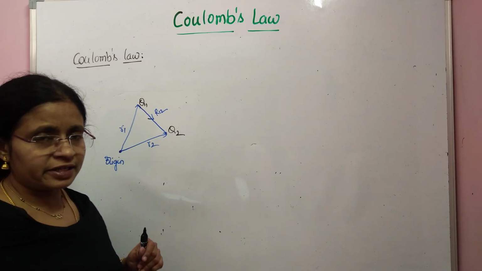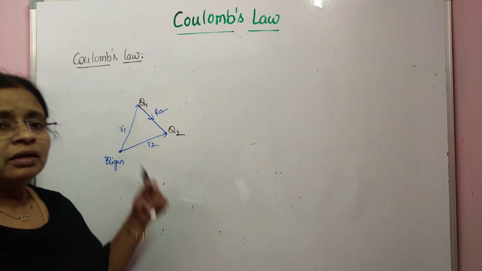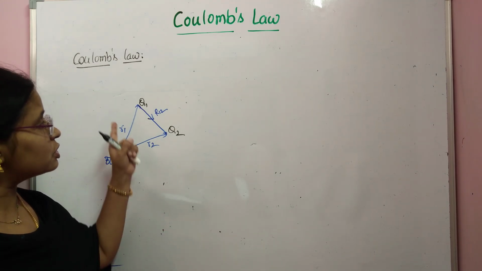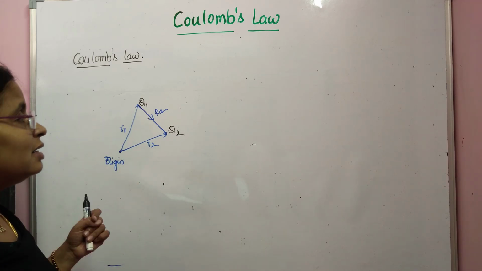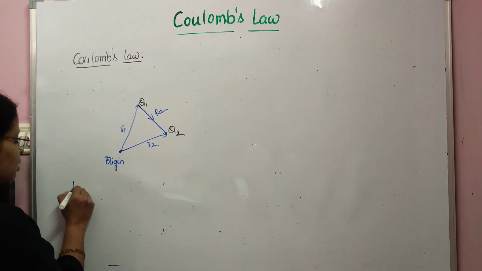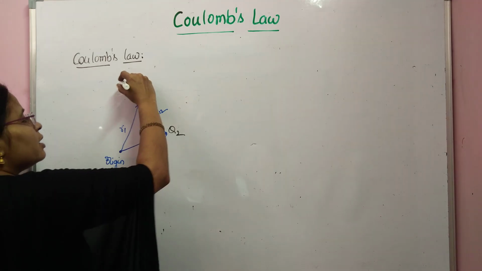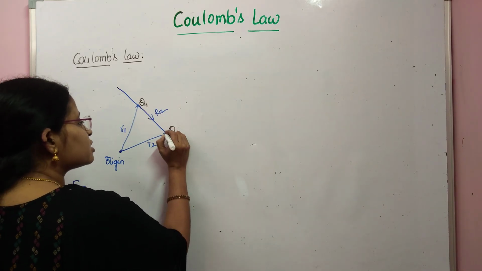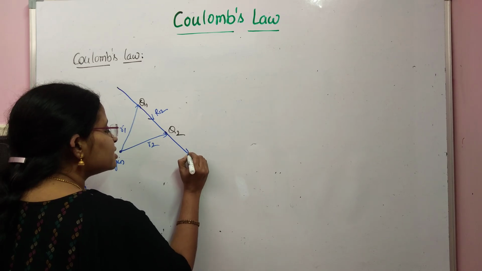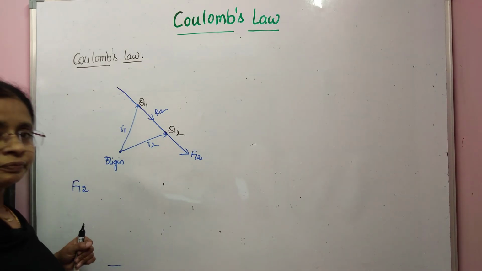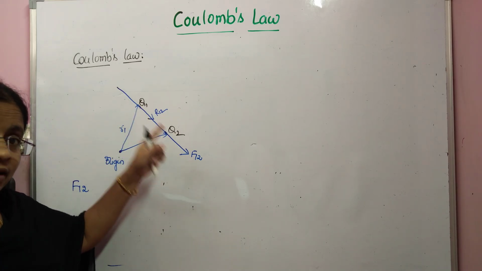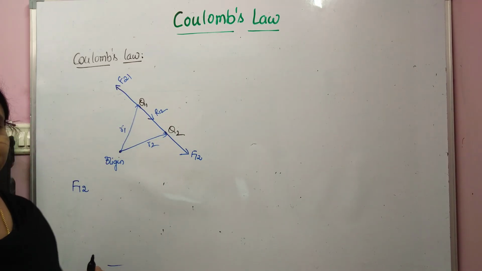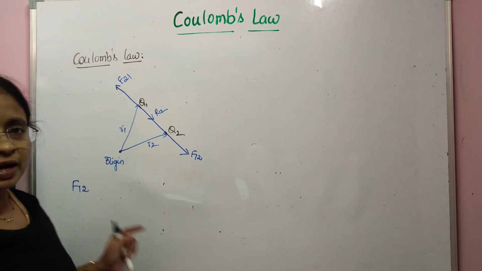Let it be R12. Now imagine that the force is on Q2 by Q1. Let us represent that force with F12. If I draw the direction, as the force is on Q2 by Q1, this is the direction of F12. If the force is on Q1 by Q2, this is the force direction and that is called F21. We'll find what F12 is.